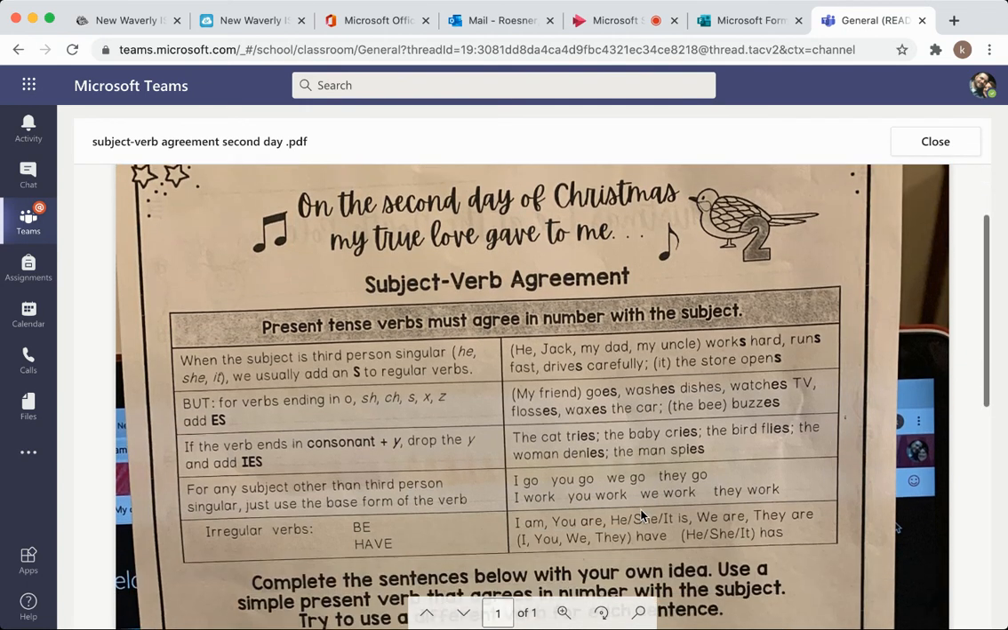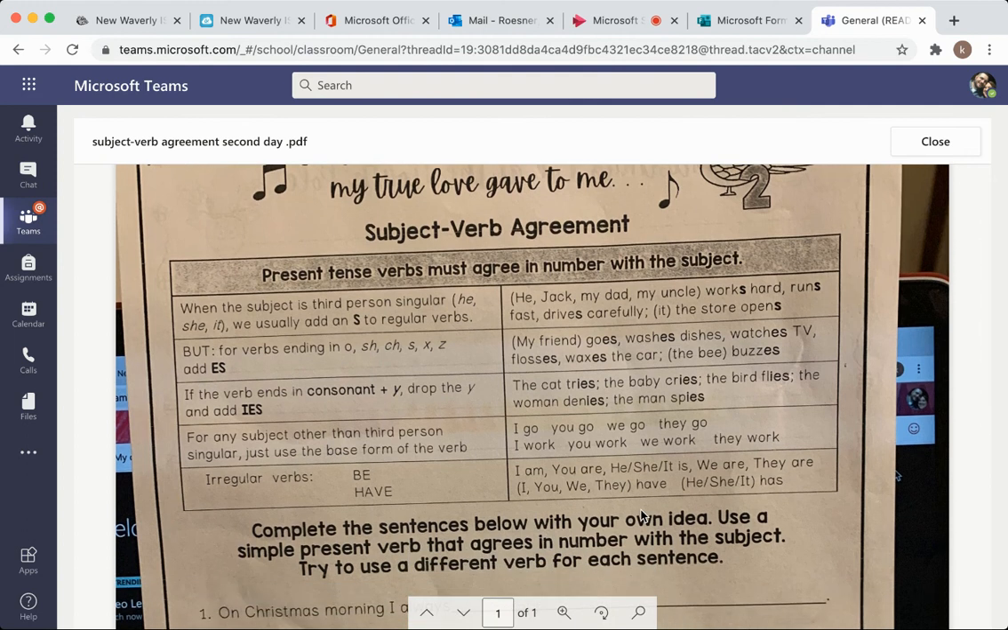All right. Present tense verbs must agree in number with the subject. So when the subject is third person singular, like he, she, it, we usually just add an S onto the verbs. So he works hard. Jack runs fast. My dad drives carefully. Okay. The store opens. But for verbs ending in O, SH, CH, S, X, Z, you have to add an ES.